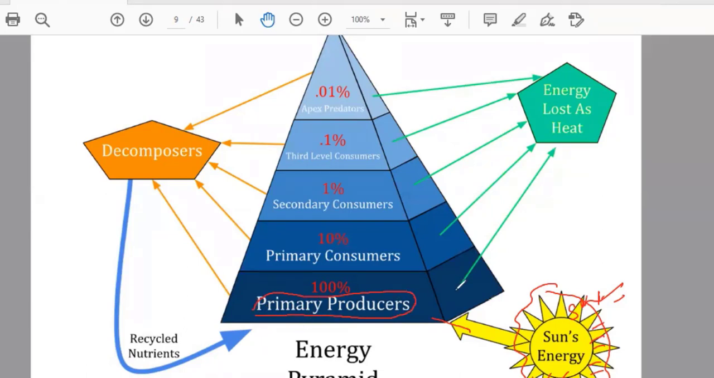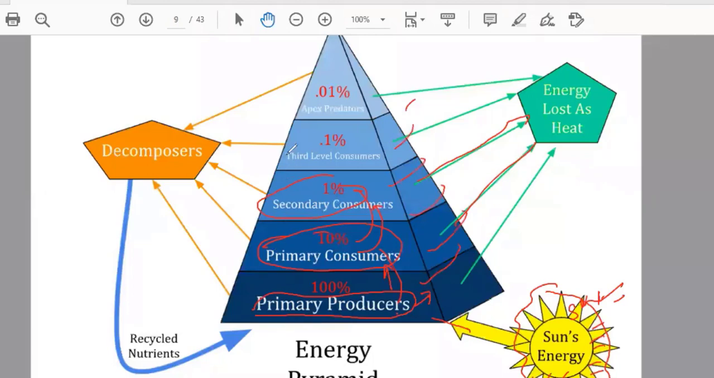Got it? Now as you go up, whatever energy is produced by the primary producers, not 100% of it will go to the primary consumers. Some energy will go to primary consumers and the rest will be wasted or lost in the form of heat. Then from primary consumers, when energy goes to the secondary consumers, again it will not go 100%, some will be lost as heat. So in this pyramid they are describing how the energy is lost at each level.